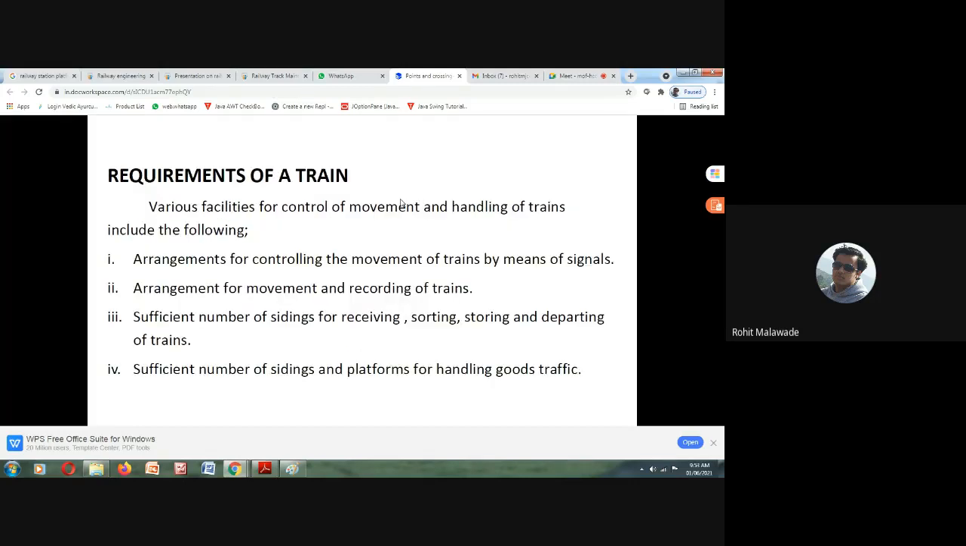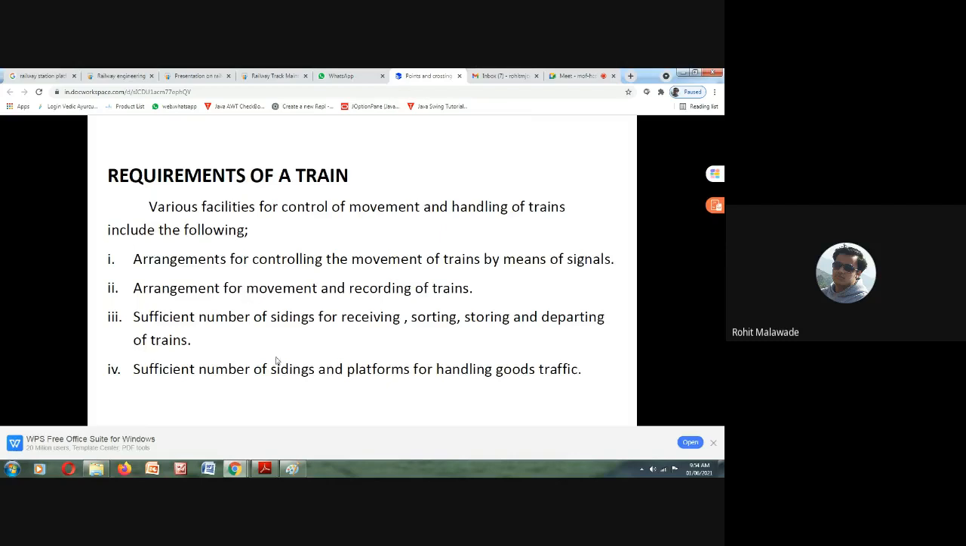Okay, now what kind of facilities should we have for the trains? The station should have arrangement for controlling the movement of the trains by means of signals. A good number of signals should be there in your railway station so that accidents do not happen. And arrangement for the movement and recording of the trains. The movement of the trains will be managed by the signals, and recording of the train should be done manually and by having automatic signals.